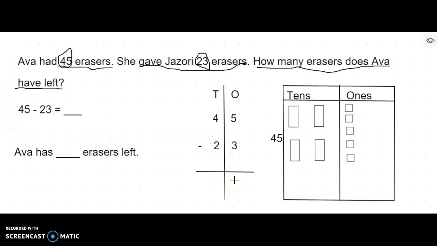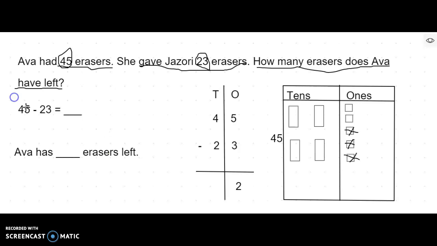Now I'm going to start subtracting. As always, I'm going to look at my ones place to help me. So 45 has 5 ones. I am taking away 3. So I'm going to cross off 3 of my ones because I'm taking away 3. Ready? 1, 2, 3. How many ones am I left with? I'm left with 2 ones. 5 take away 3 is 2. 5, and you cross out 3, you are left with 2.